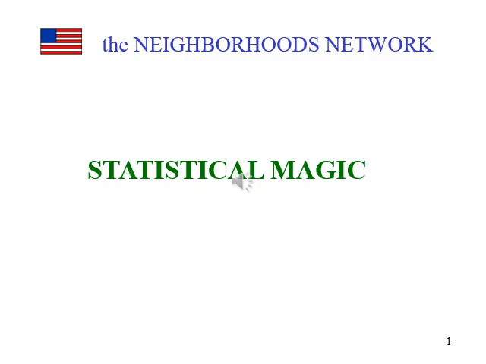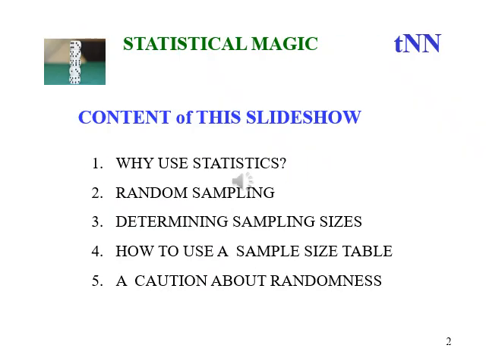This slideshow concerns the use of statistics in the neighborhoods network. Content in this slideshow: 1. Why use statistics? 2. What's random sampling? 3. Determining sample sizes. 4. That means how to use the sample size table. And finally, 5. A caution about randomness.